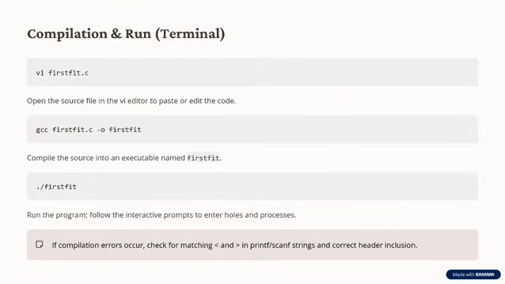Now I will compile and execute this program using the telnet server. First, I create or open a C source file named firstfit.c and enter the program. Next, I compile the C program using the GCC compiler. The -o option gives the executable file the name firstfit. Finally, I use this command to execute the compiled program.